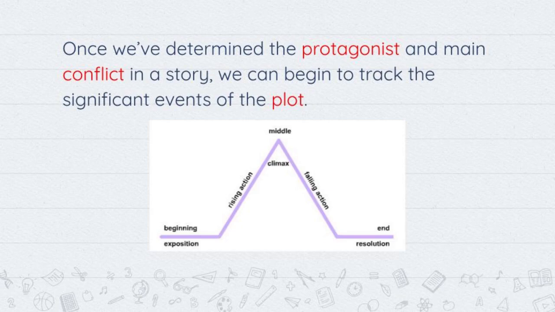Short story notes 2, plot. All right. Once we've determined the protagonist and main conflict in the story, we can begin to track the significant events of the plot. This is a plot diagram I was showing right here with exposition, conflict, rising action, climax, falling action, and resolution. Some people divide a story into a beginning, a middle, and an end.